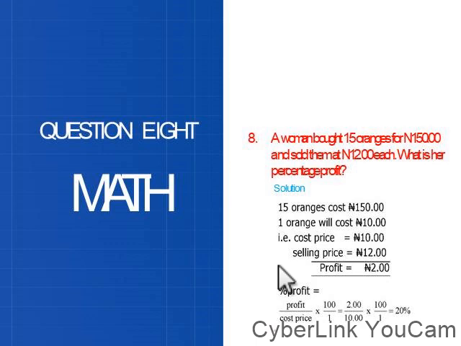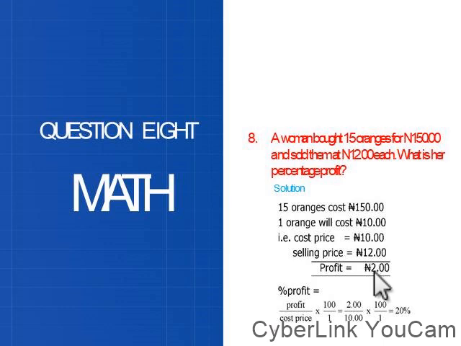The formula for loss is cost price minus selling price. So the cost price will be greater than the selling price in the case of loss. The selling price will be greater than the cost price in the case of profit, as it is here. So we will have 12 naira minus 10 naira, which gives us 2 naira.